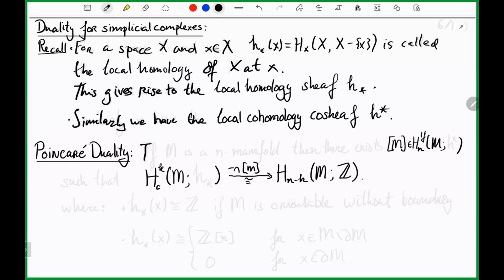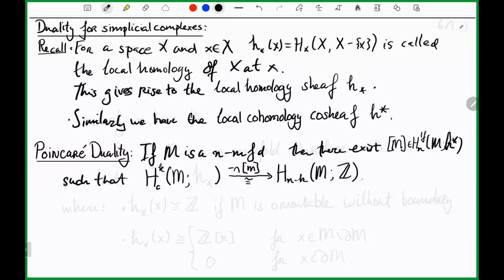Now, what does Poincaré duality say? Well, it says that if M is an n-manifold, then there exists a fundamental class which, if M is not compact, lives in locally finite Borel-Moore homology of M with coefficients in this local homology cosheaf, which is such that capping with this fundamental class provides an isomorphism from the cohomology of M with coefficients in the local homology sheaf to just the homology of M with coefficients in Z.